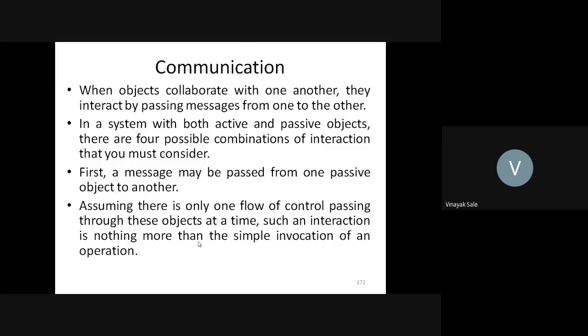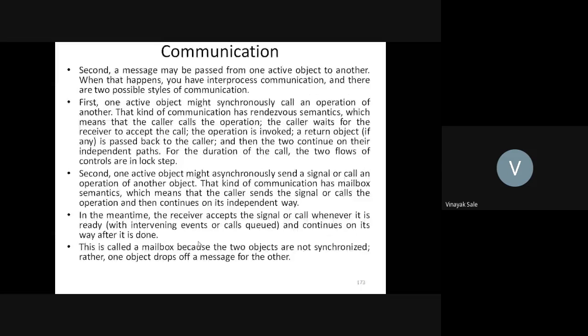Second, a message may be passed from one active object to another. When that happens, you have interprocess communication, and there are two possible styles of communication.